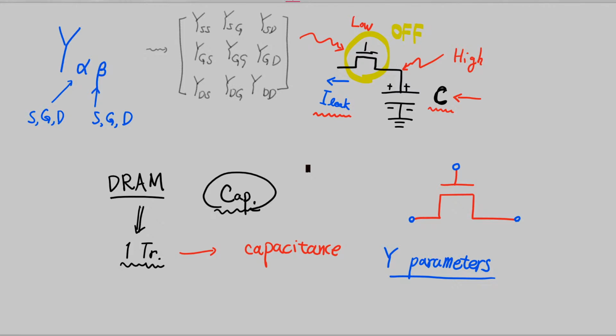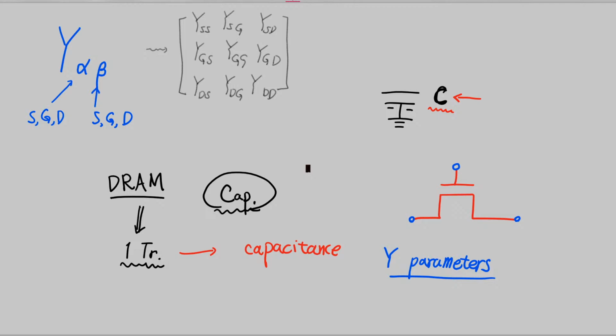So yes, but up to now I have not explained the physical meaning of these Y parameters individually. So for example, what's the meaning of YGG, YDD, or the other off-diagonal components? Then let me just explain it from now on.